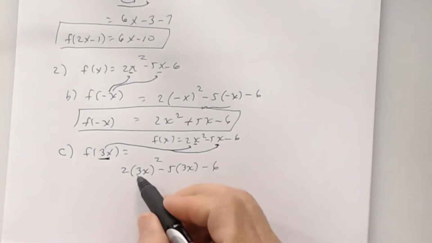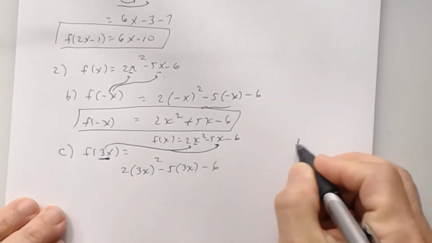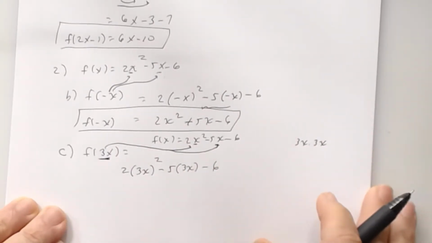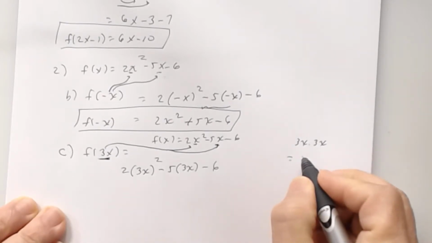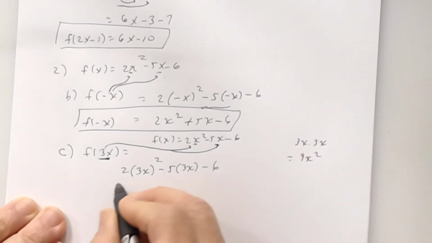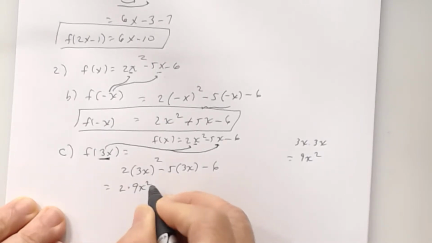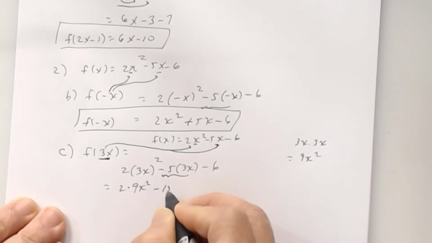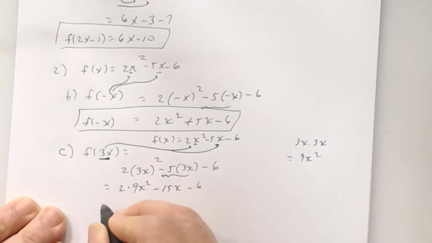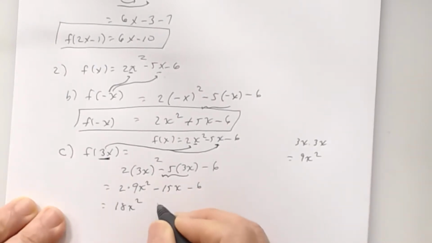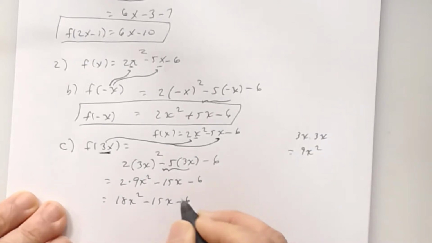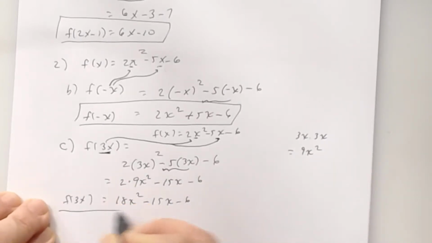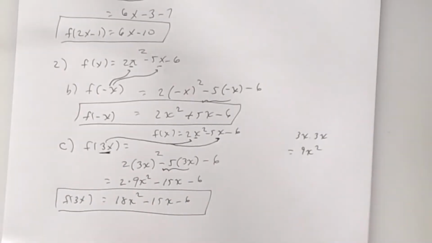So let's go back and deal with this 3x squared. 3x squared means what? 3x times itself. Well, what is 3x times 3x? 9x squared. So that becomes 2 times 9x squared, right? Okay. Now what's a negative 5 times 3x? Negative 15x minus 6. And then what's 2 times 9x squared? So I get 18x squared minus 15x minus 6. So that is f of 3x. So that's what we put in the blank. So f of 3x would equal that expression. So remember, whenever you substitute an expression, you end up with an expression.